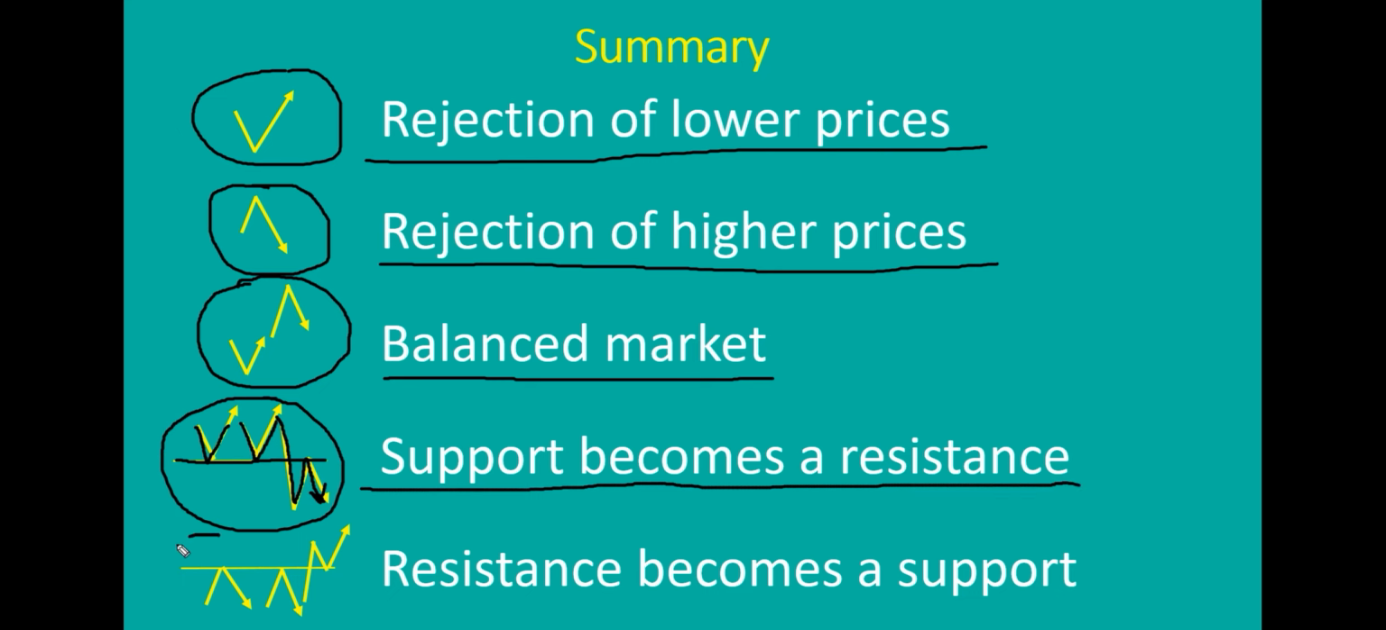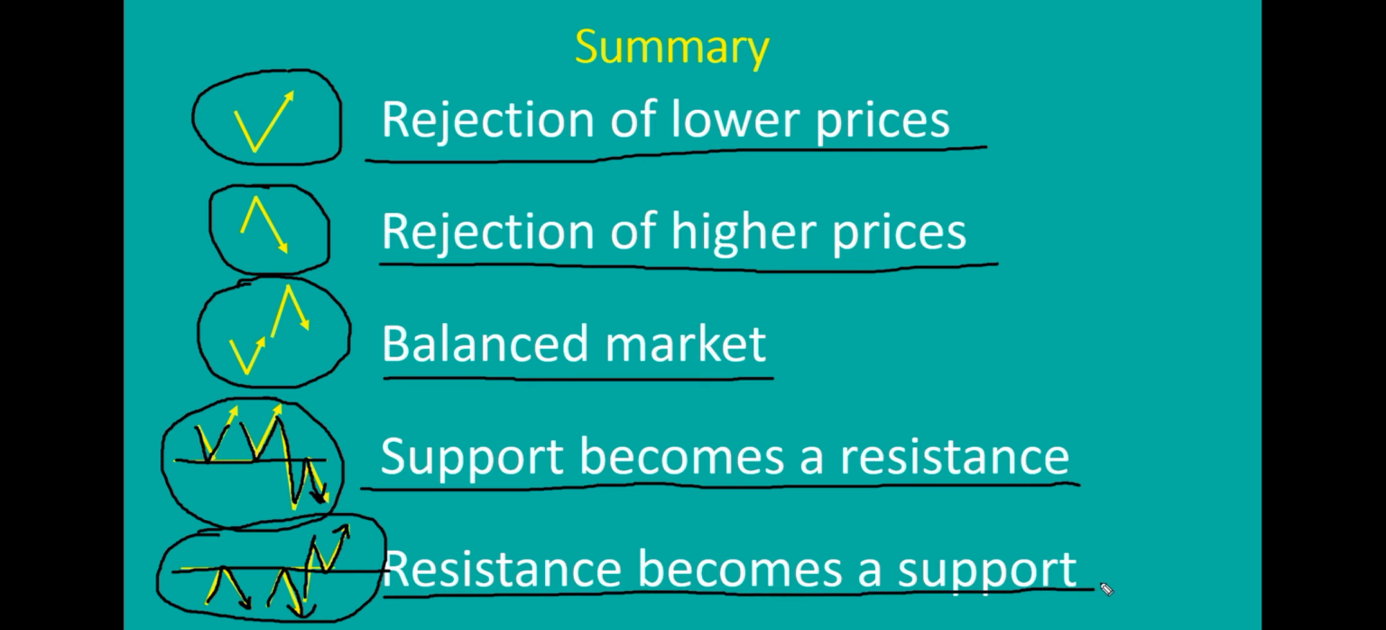And the last one is the same one, only reversed. The price is rejecting aggressively some given price level. There are sharp rejections of this price level, and when the price shoots past this level, then this level becomes a support. Alright, so this is resistance which becomes a support.